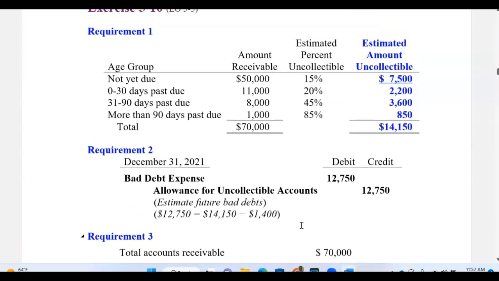You might say, how about if that 1,400 was on the debit side? If 1,400 was on the debit side, then we would say 14,150 plus 1,400, and that would be our journal entry. But because this 1,400 is on the credit side, so I already have 1,400, all I need to do is just add another 12,750 to the allowance to make it 14,150.